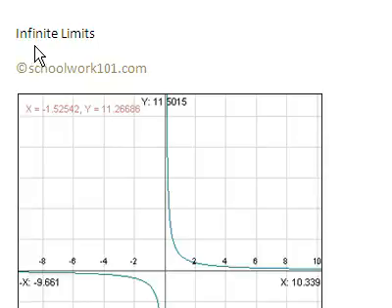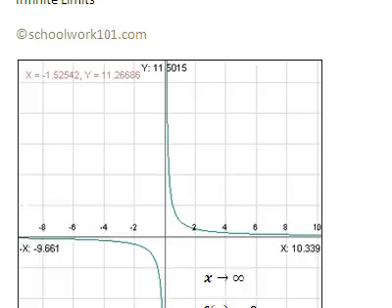In this lesson we're going to be talking about infinite limits. That is, when we evaluate our limits as x goes to infinity. Now let's just look at the graph before we actually look at the problem. So I've got a graph here, and there's a vertical asymptote at x equals 0.